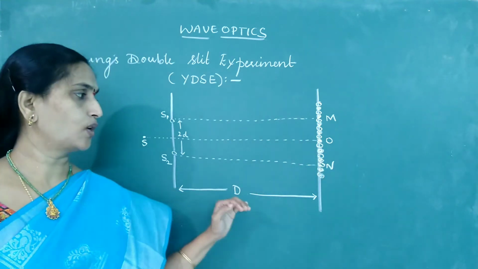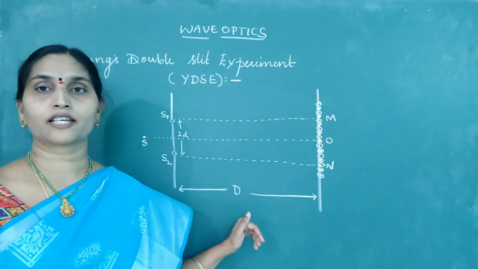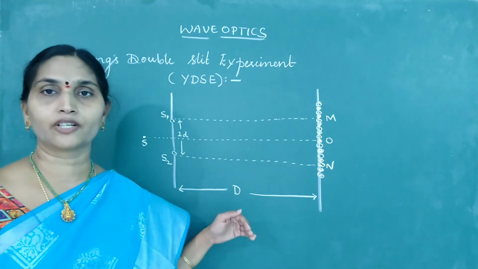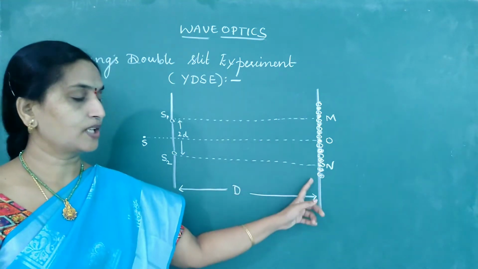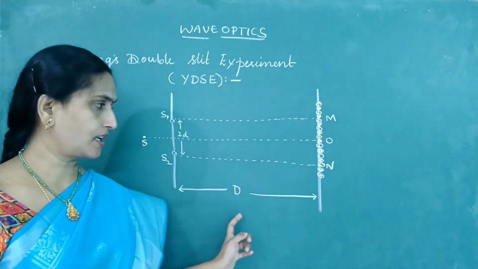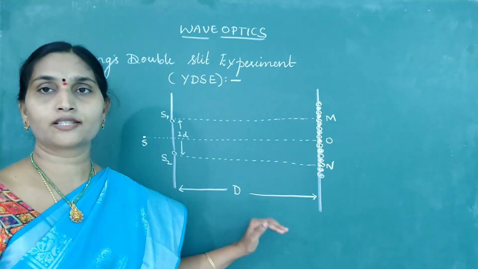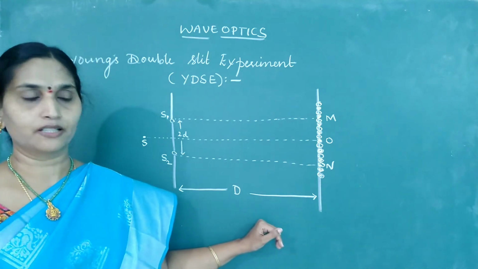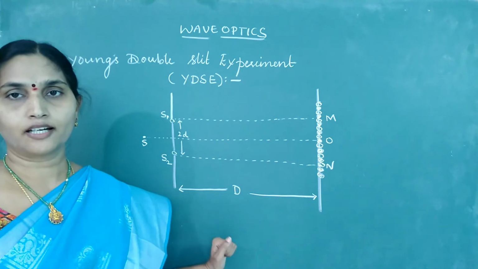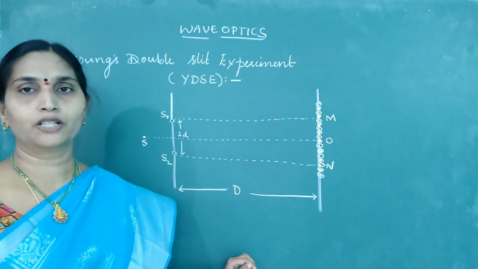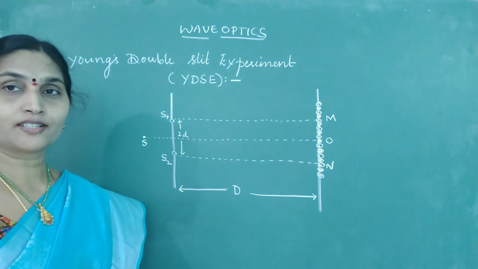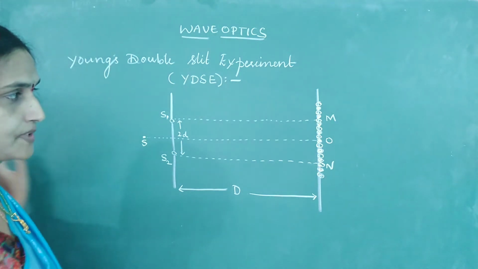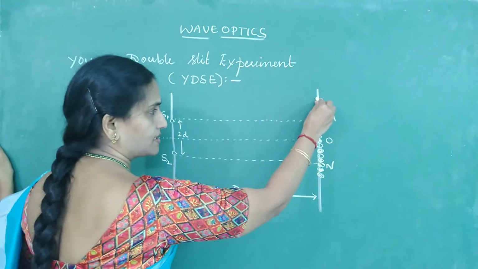Later on I will tell you what is the use of studying this Young's double slit experiment. It is not only proving that interference is observed by making use of light waves. Second thing is, there are some more applications regarding this Young's double slit experiment. So this is your experimental arrangement when viewed from the top.